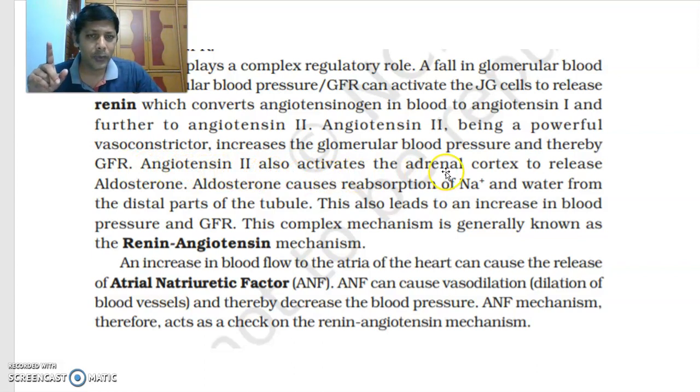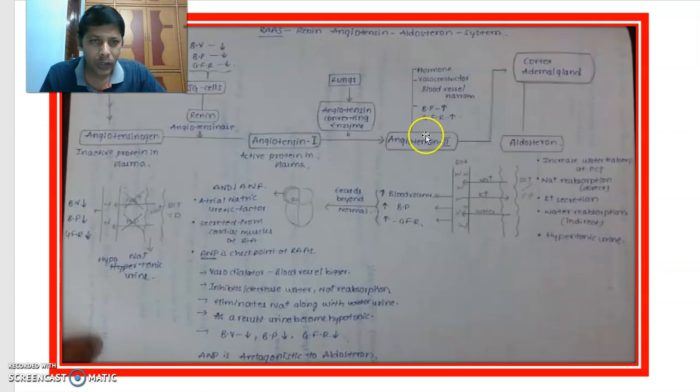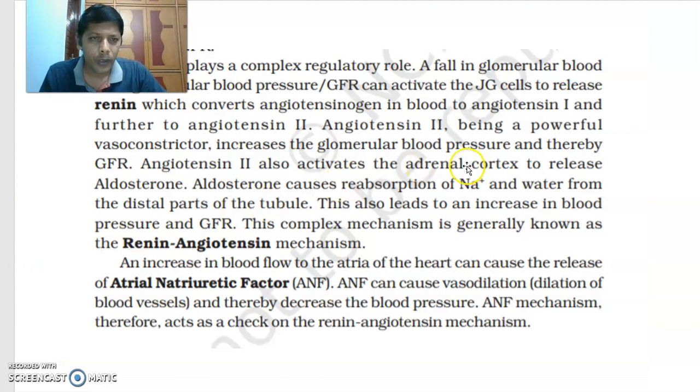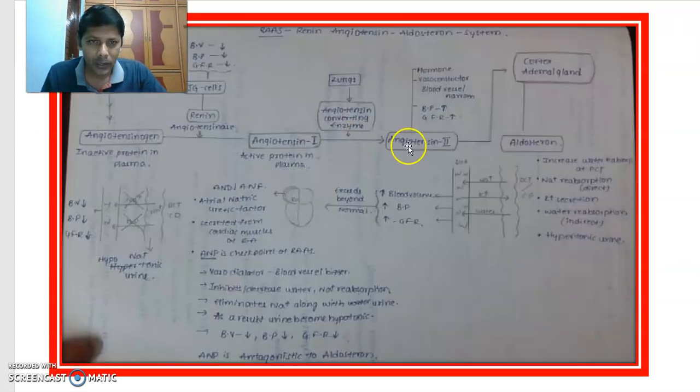Angiotensin 2 also activates the adrenal cortex, as I showed you in the previous one, to release aldosterone. Aldosterone causes the reabsorption of Na plus and water from the distal parts of the tubule, and this also leads to an increase in pressure and GFR. Here it causes the blood vessel to constrict. BP increases, GFR increases.